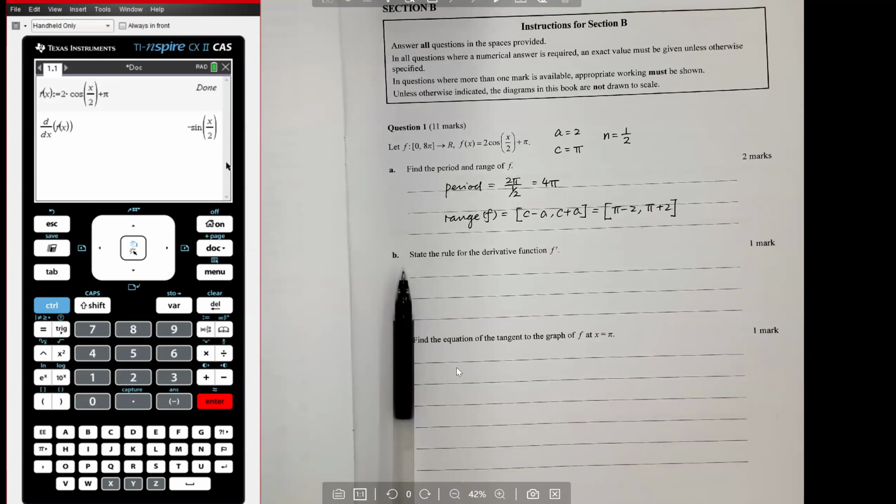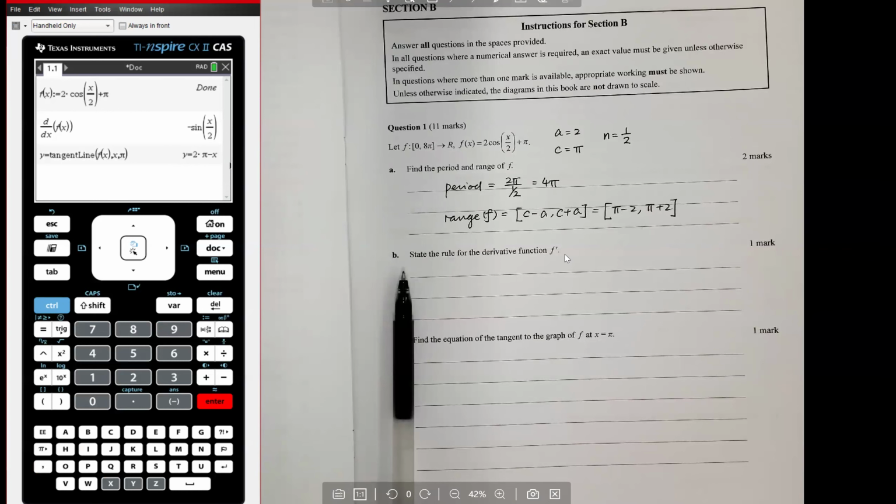And the next part just wants the equation of tangent to the graph at x equals pi. So we might want to type y equals, then press menu 4 9. And that's f of x, comma, at x equals pi. So the equation is y equals 2 pi minus x.